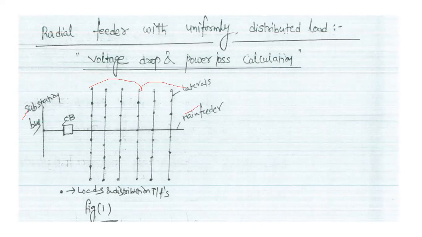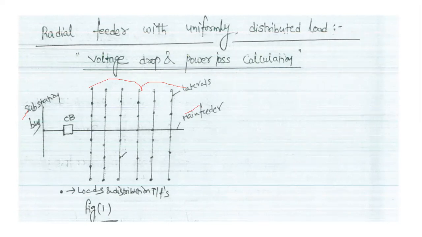First of all, we are taking the main feeder line. In that feeder line, radial means at one end we are connecting the feeding point, the substation. At the other ends we are connecting the loads, the laterals. These are the different types of laterals connected to the other end. But in this case we are taking these laterals and loads as uniformly distributed. This is the condition for calculating the radial feeder with uniformly distributed load.